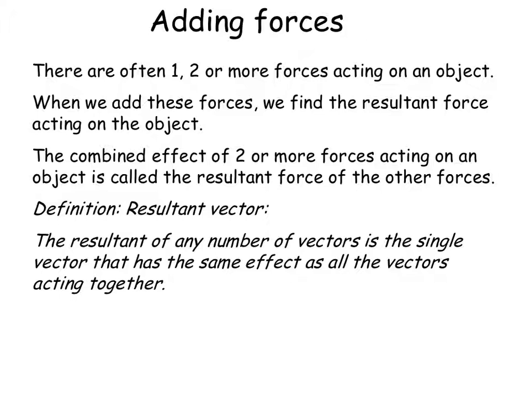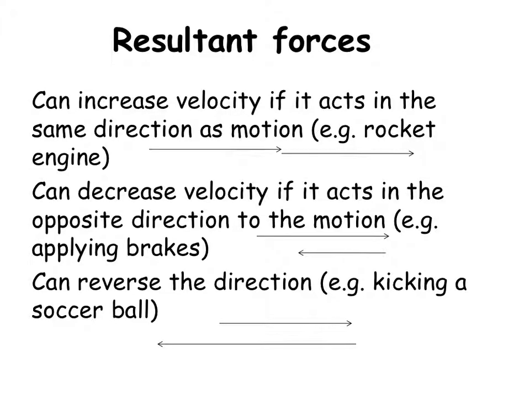So if I have 2 or more forces, then we add them and we get what's known as a resultant force. In vectors, you already know the resultant is the combined effect of everything else. So let's define it. The resultant of any number of vectors is that single vector that has the same effect as all the vectors acting together. So I can either increase the velocity. I can make something go faster by adding extra force to it.